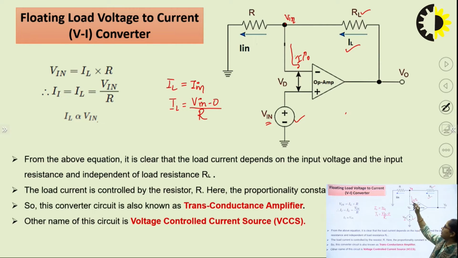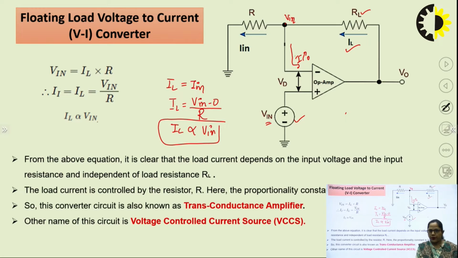V in minus 0 divided by R. So, from this what I can say is, for a constant value of resistance, here we have the input resistance, if the value of this resistance is fixed, then IL is proportional to the input voltage. That is what we want to prove, that IL is independent of the load resistance and depends upon the input voltage. So, here we have converted the input voltage into its equivalent amount of current. So, this is a floating load V2I converter.